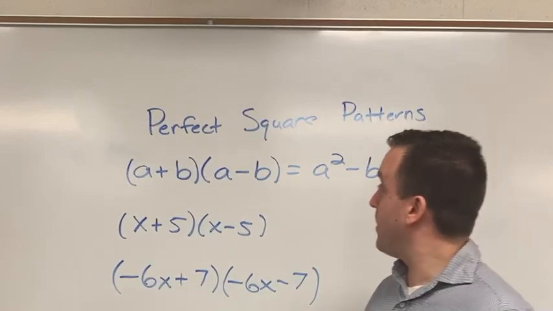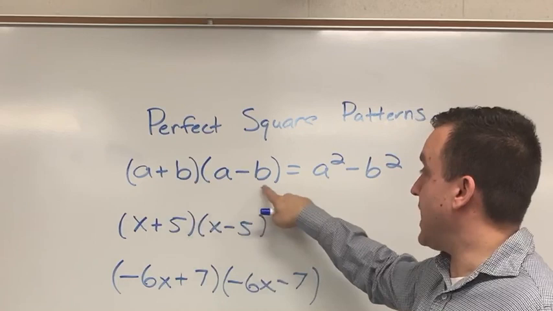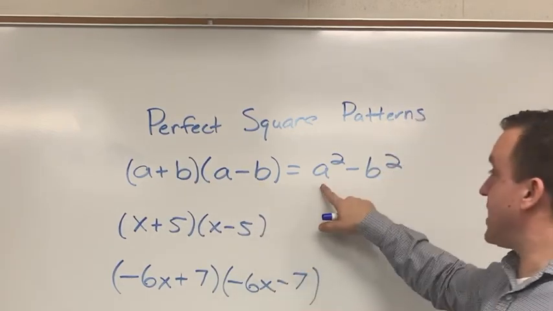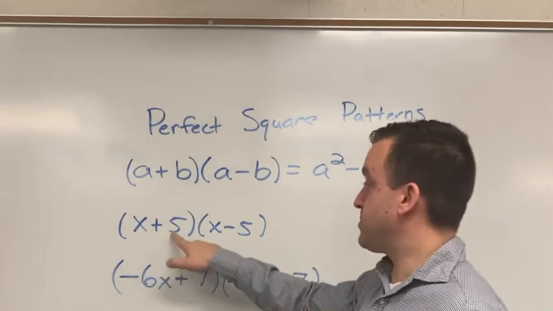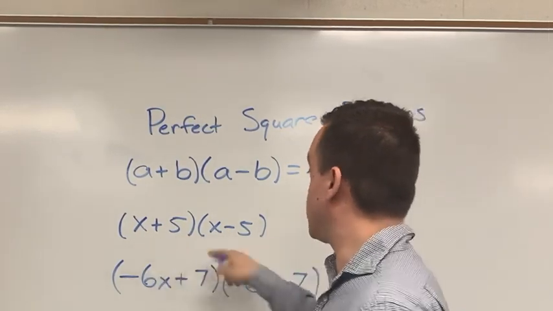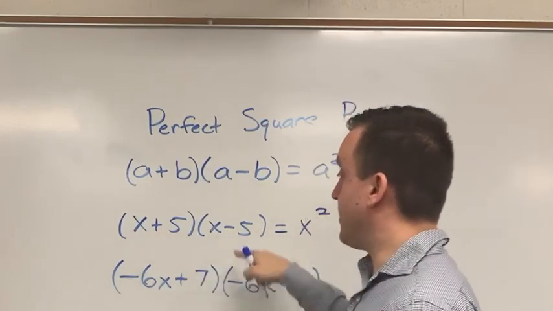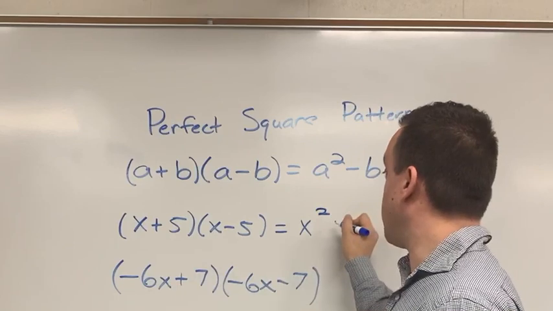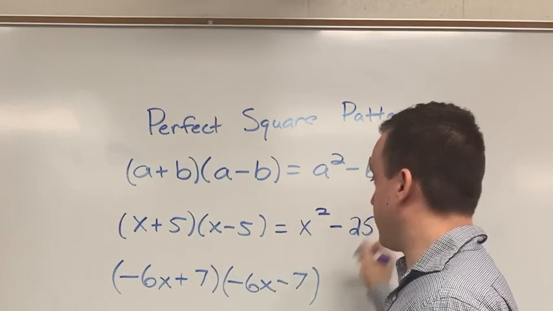Now we're going to talk about a different perfect square pattern. If we have a plus b times a minus b, which works out to be a squared minus b squared. So if we're doing x plus 5 times x minus 5, we see that we square the first term, so that gives us x squared. We're adding and then subtracting 5, so then we minus 5 squared, which would give us 25.